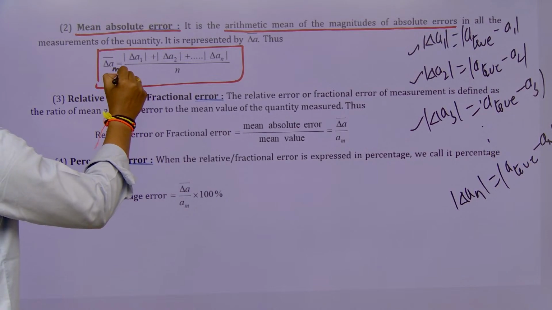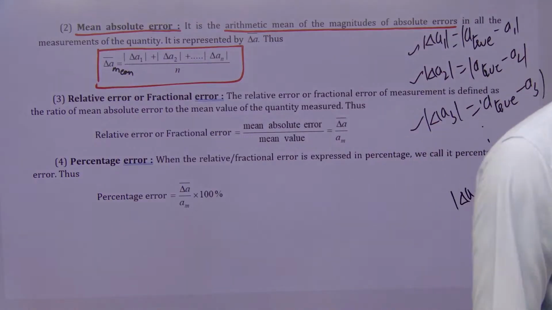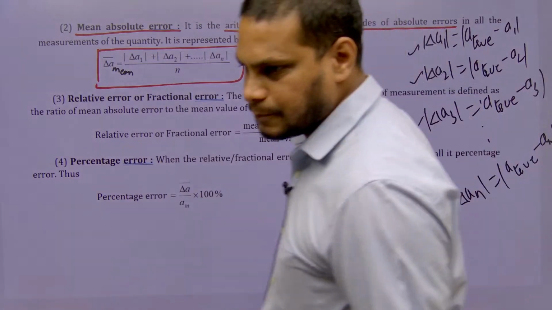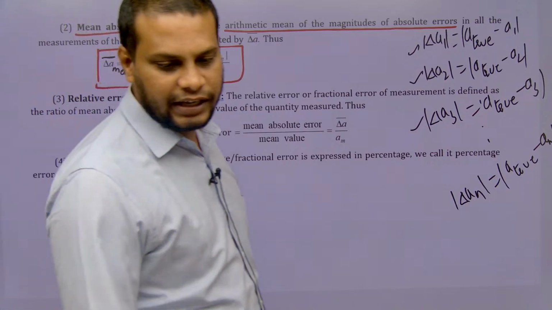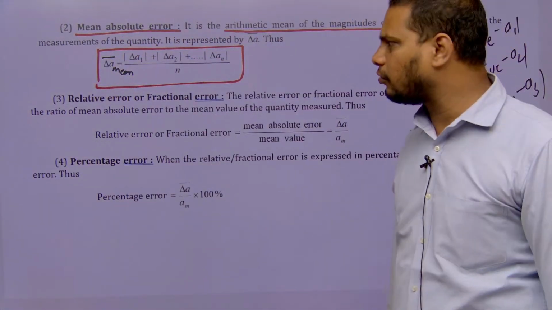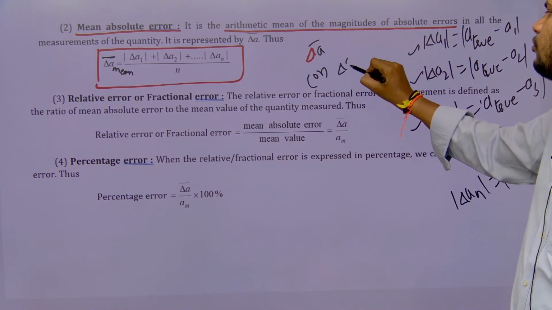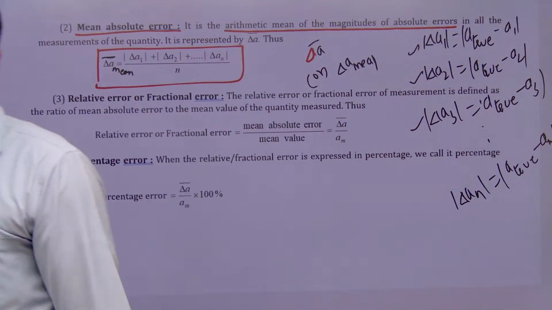It is defined with the formula, delta a mean. Are you clear? That is equal to the magnitude of delta a1 plus the magnitude of delta a2 plus and so on, delta an, by n. Now this is delta a mean. Just write down delta a mean. This is the mean absolute error, or you can write it as a bar also. Instead of delta a mean, you can write delta a bar also, or even represent it like this, delta a mean.